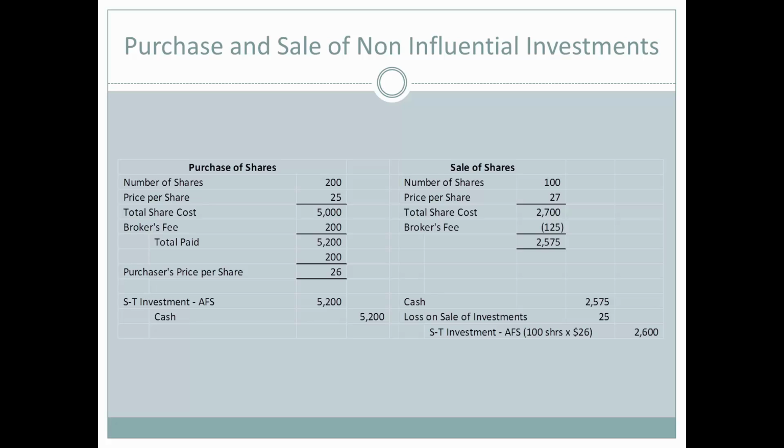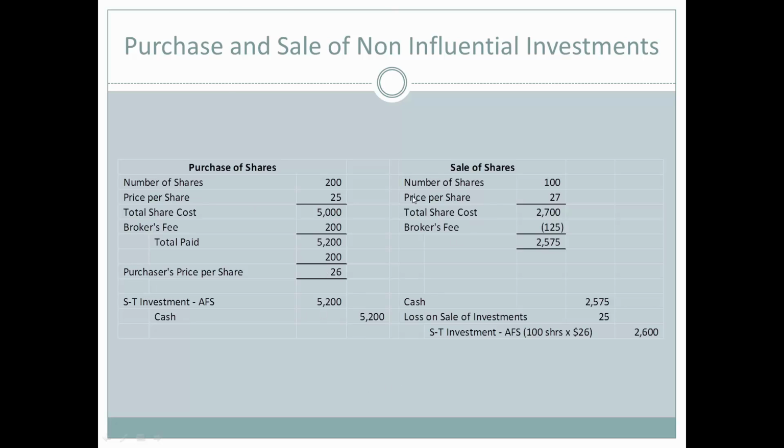The cash that we will be getting will be deducted. The broker's going to take out the $125 from the sale, and so we're only going to be getting the net of that. We'll be getting $2,575. So the short-term investment, we have it on our books. We have 100 shares at $26 per share. So that's what we calculated when we looked at it here.